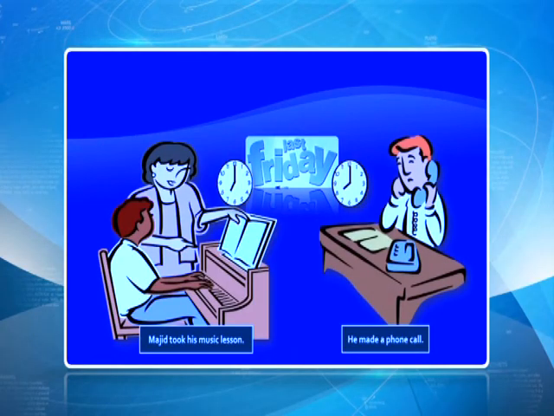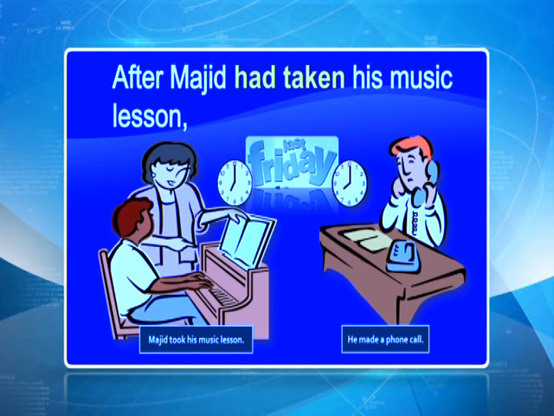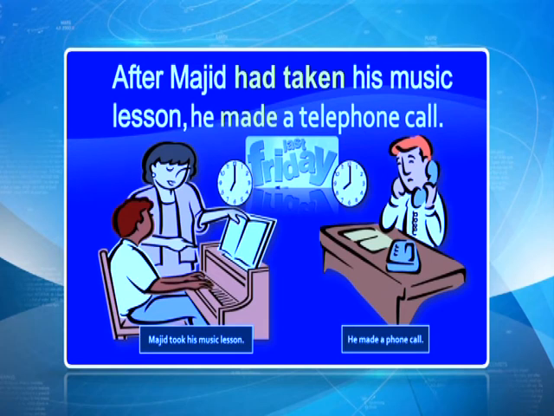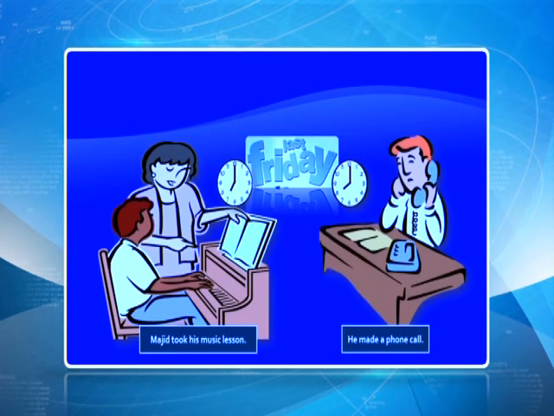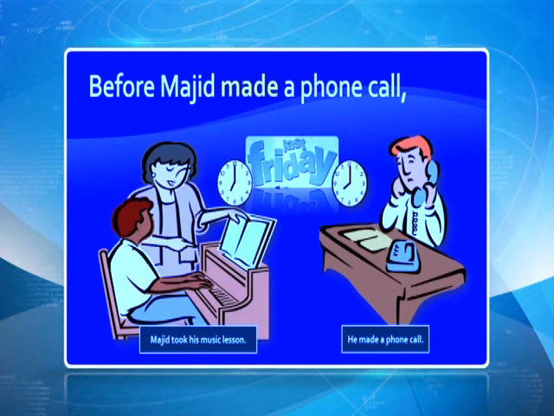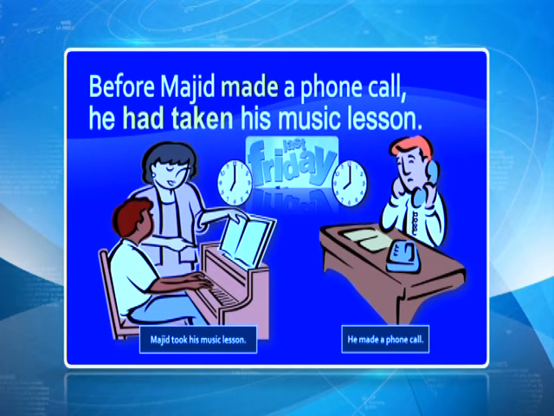Okay, another sentence. What I want you to do is to read the sentence and try to figure out which verb came first. So Majid took his music lesson, and that was last Friday. Okay, it's last week, it's past. And the second one, he made a phone call. So to form a sentence, after Majid had taken his music lesson, he made a telephone call. Now, can you use before to link these two actions? All right. Before Majid made the phone call, he had taken his music lesson.